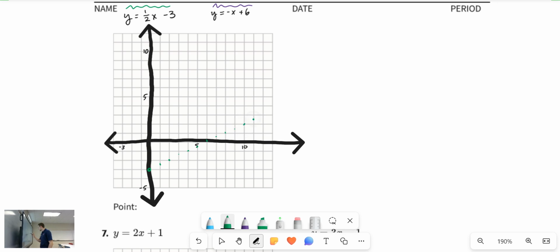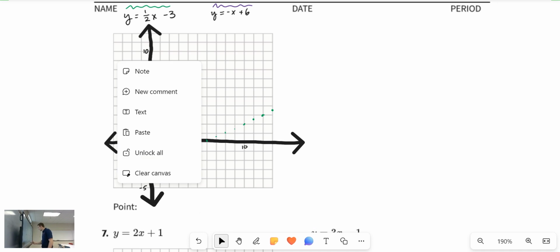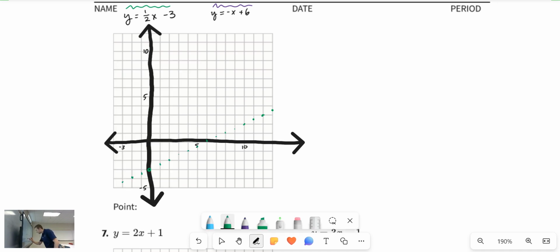All right, so these are our steps. And let's see.